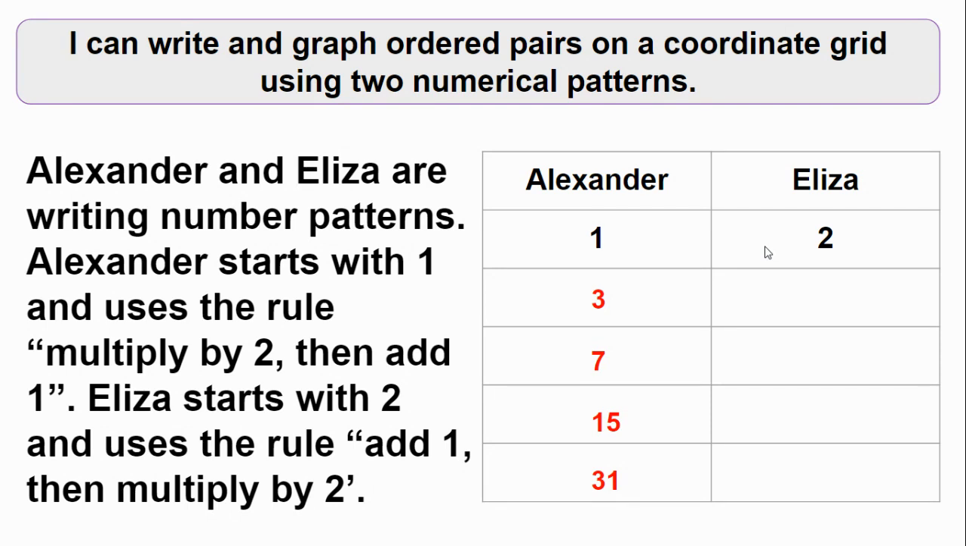Moving on to Eliza. Eliza starts with 2, and her rule is add 1, then multiply by 2. So if I start at 2, I'm going to add 1. That gives me 3. Multiply by 2. 3 times 2 is 6. Keep going with that pattern. 6 plus 1 is 7. Times 2 is 14. 14 plus 1 is 15. Times 2 is 30. And 30 plus 1 is 31. Times 2 gives me 62.